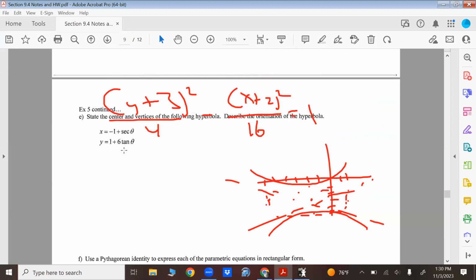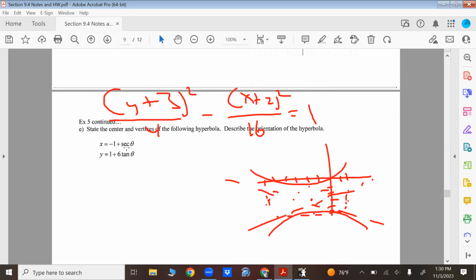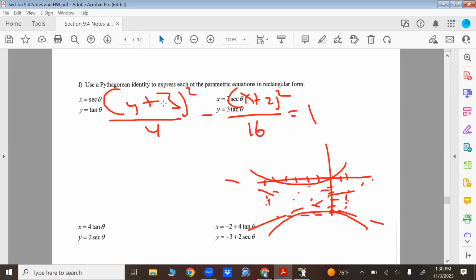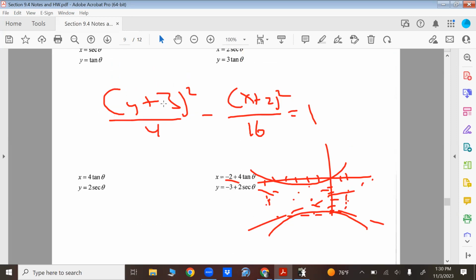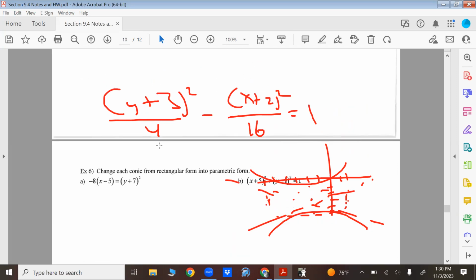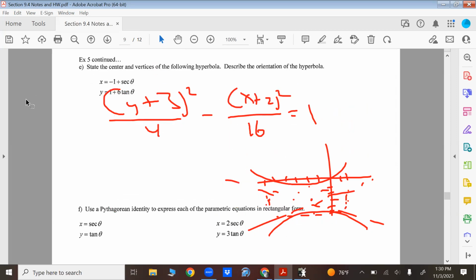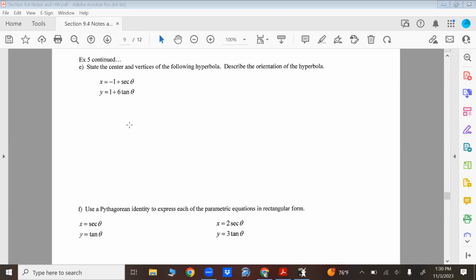So now what we can do is predict the center and the orientation of the hyperbola and measure the dimension of the central rectangle. And then we can do some conversions for part F and then work on example 6 after that. So here we go. If I go to this here, secant next to x, so it's going to be opening horizontally. That's a conjecture we made.